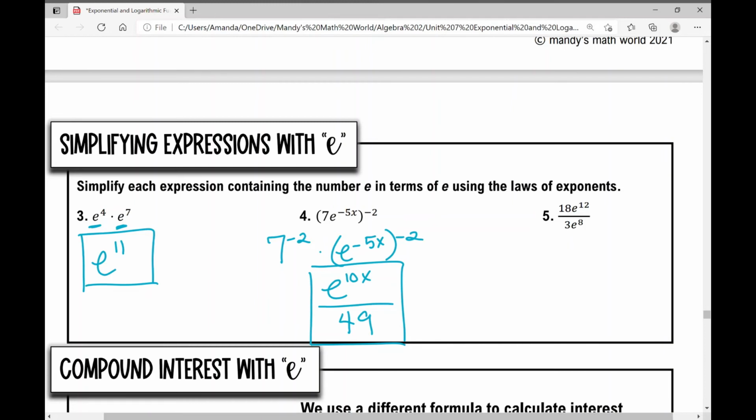Looking at number 5, I'm going to use the quotient rule. First, I'm going to divide my numbers or simplify the numeric portion if necessary. And I can. 18 divided by 3 is 6.